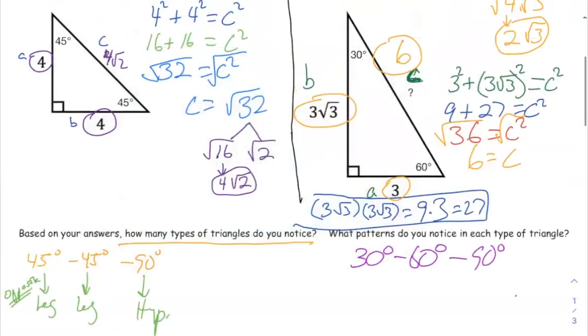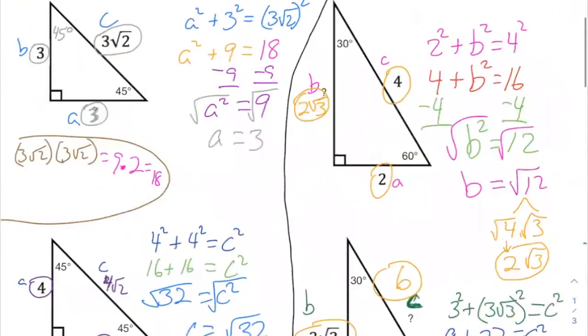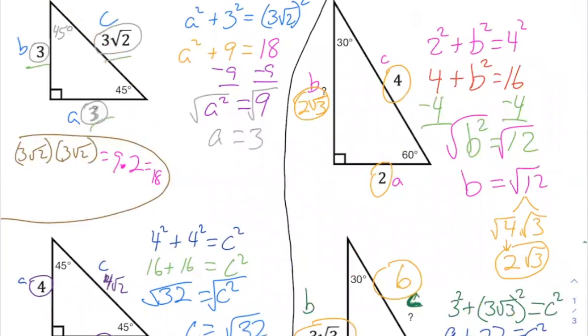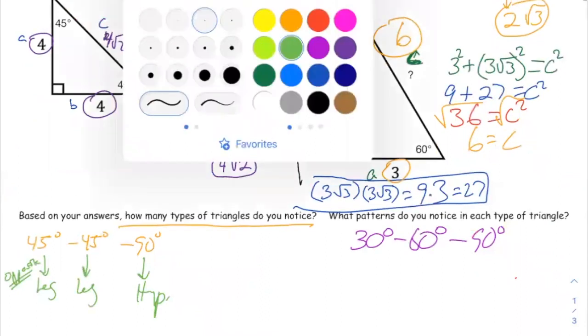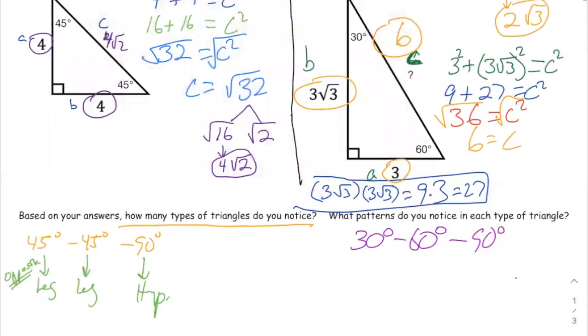Okay, so we had legs, they were both 4. And then 4 times root 2 was the hypotenuse. 3, 3, and then 3 times root 2 was hypotenuse. So it looks to me like the hypotenuse looks like it's one of the legs times root 2. That's pretty cool. Okay, so hypotenuse equals either one of those 45, 45, 90 legs times root 2.